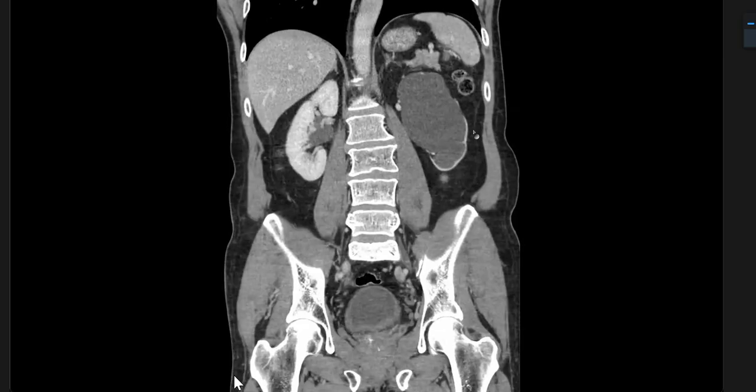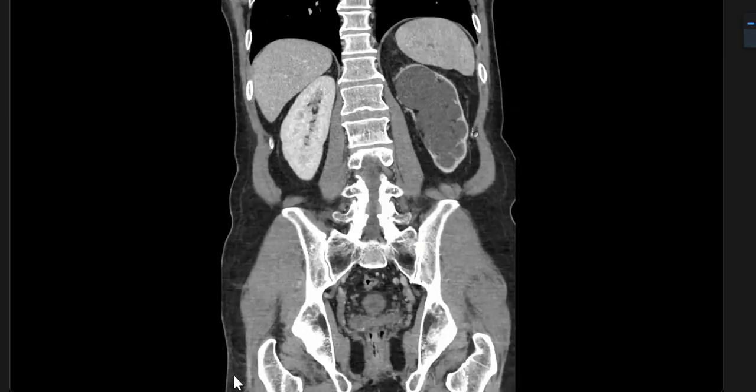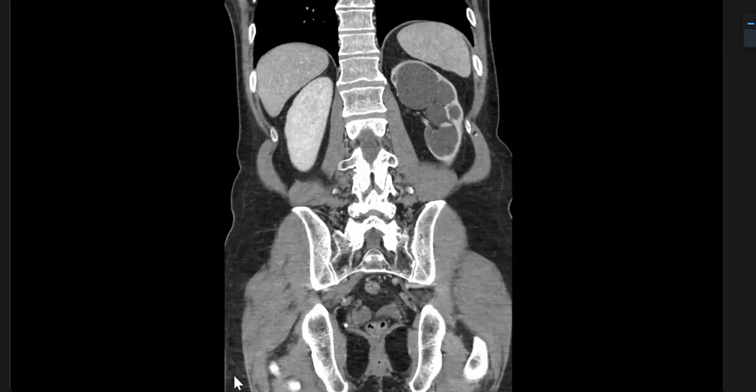I think this is a hydronephrosis with a possible upper pole cyst in the left kidney. Okay. What would you do next? Next, we do an ultrasound of this patient. How is ultrasound going to help you?